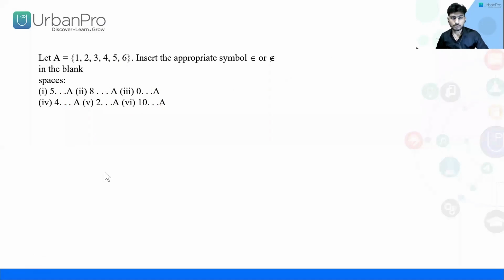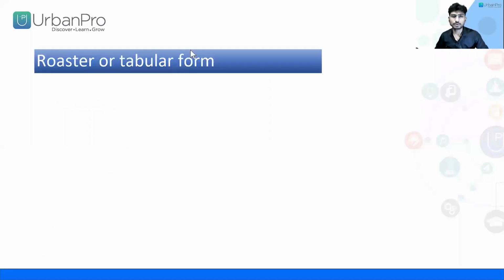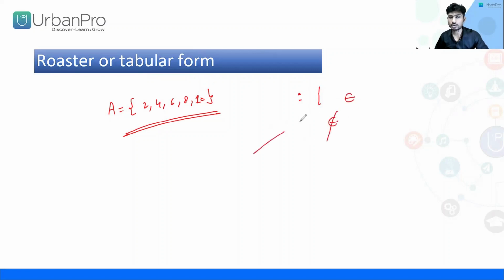Now come to the most important part: the roster form and the tabular form. What is the roster form? In the first slide, when I said I would tell you later, I represented this set 2, 4, 6, 8, 10. This is the roster form. In the roster form, there are no symbols, like this symbol belongs to or does not belong to. No symbols.